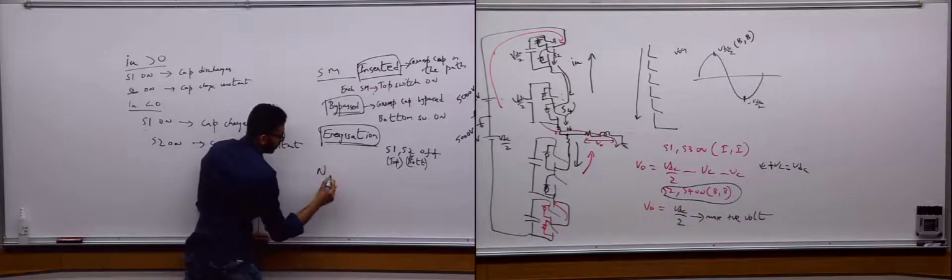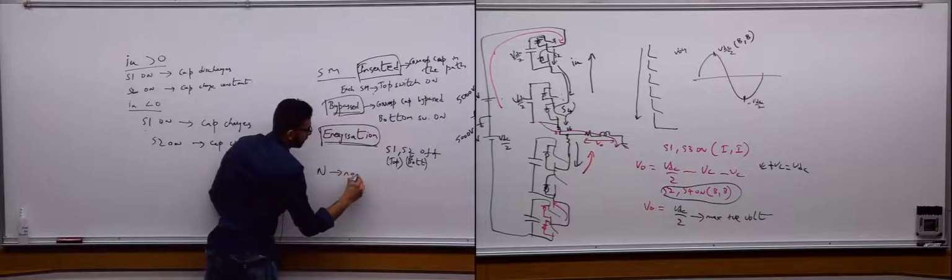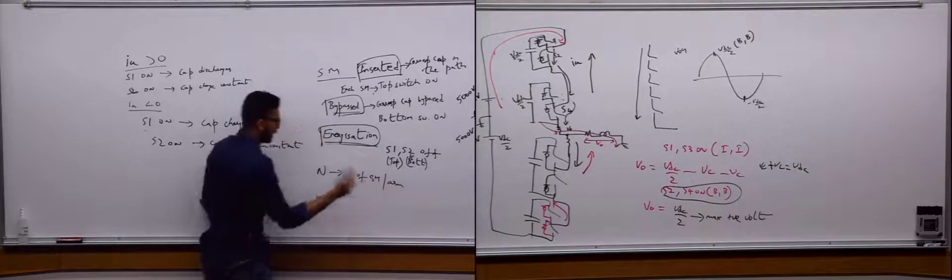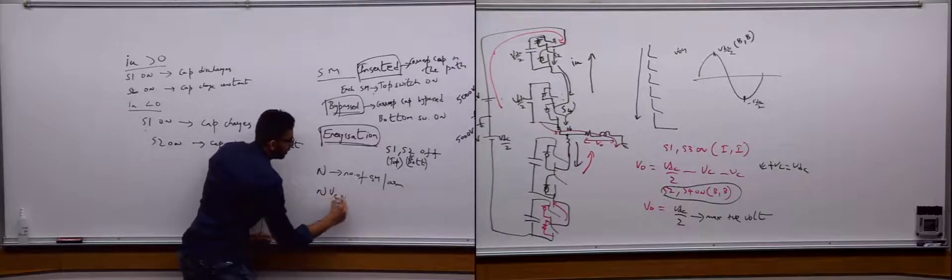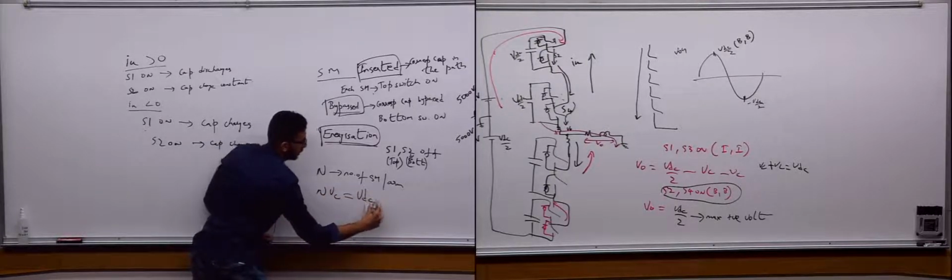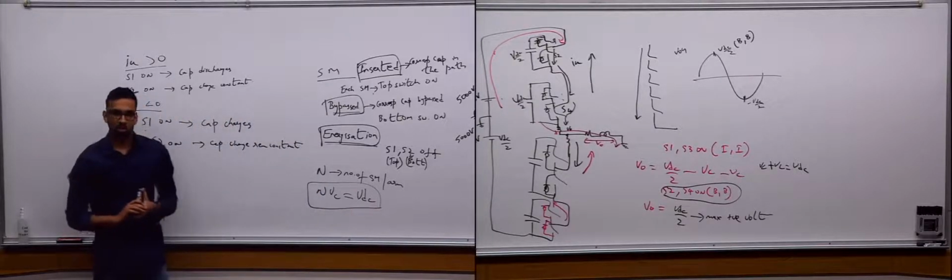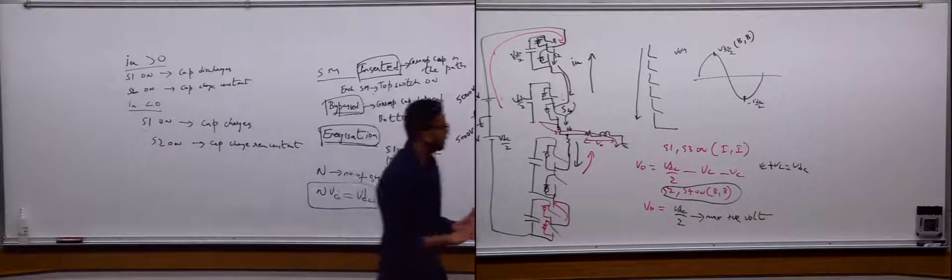number of submodules per arm. Let's call N to be number of submodules per arm. In that case, N times VC should be equal to VDC. Okay. All right.